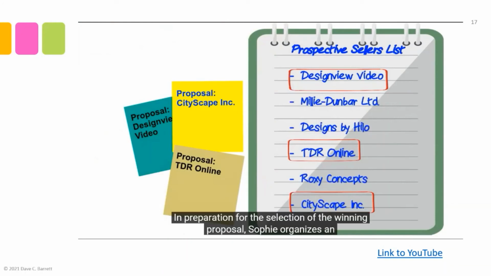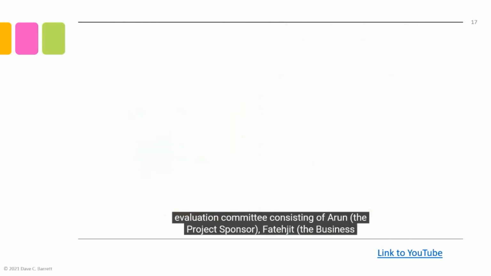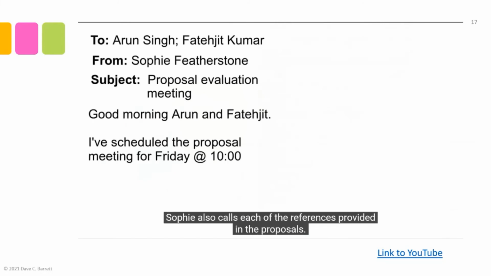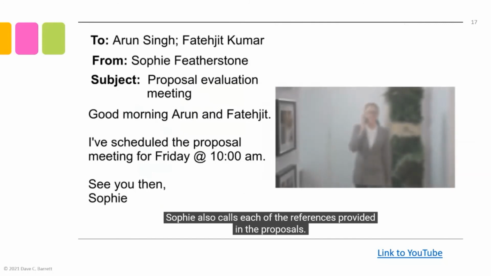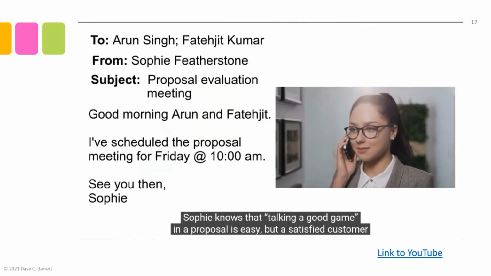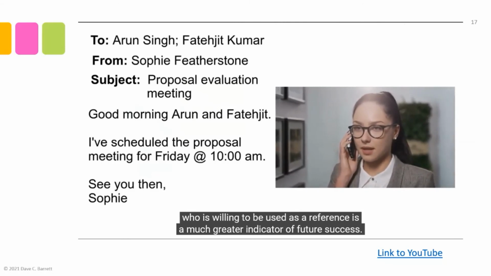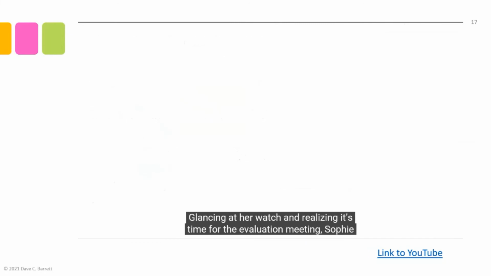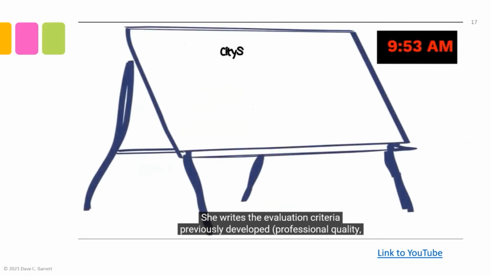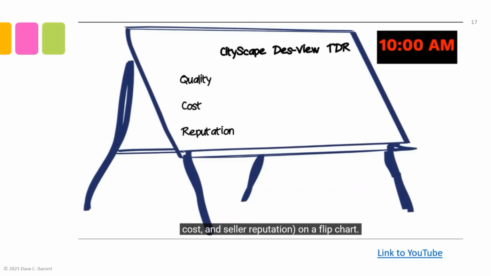In preparation for the selection of the winning proposal, Sophie organizes an evaluation committee consisting of Arun, the project sponsor, Fatijit, the business analyst, and herself. Sophie also calls each of the references provided in the proposals. Sophie knows that talking a good game in a proposal is easy, but a satisfied customer who is willing to be used as a reference is a much greater indicator of future success. Glancing at her watch and realizing it's time for the evaluation meeting, Sophie gathers the proposals and heads to the meeting room. She writes the evaluation criteria previously developed: professional quality, cost, and seller reputation on a flip chart.